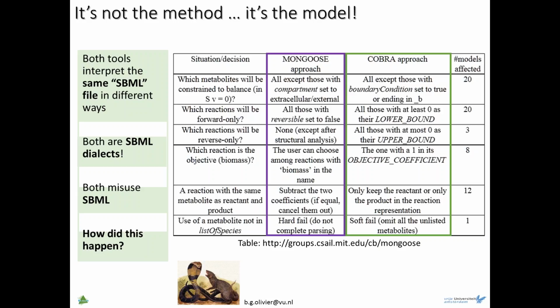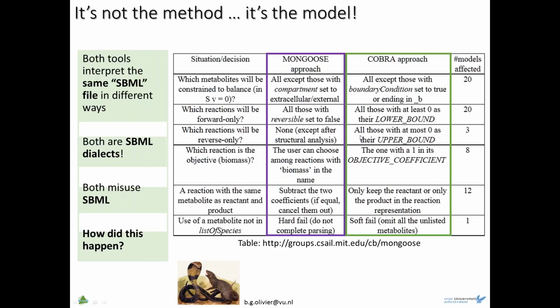If you look at the first one, let's say which metabolites will be free or fixed. The Mongoose tool decided that it was all of them in a specific compartment. The Cobra approach would depend on which version of Cobra you were using. In early versions, it depended on whether the name ended in _b, or in later cases, on the actual attribute that SBML has for this, which is boundary condition. The other cases are all the same.